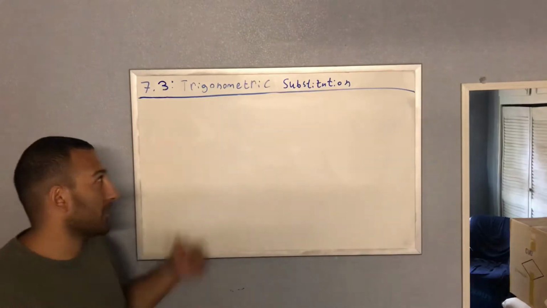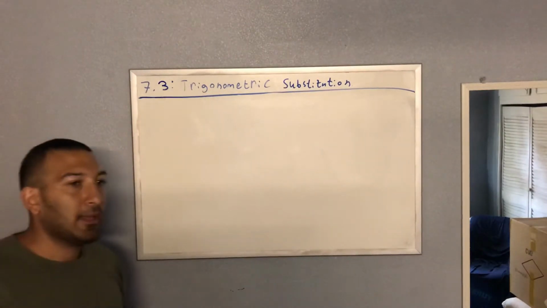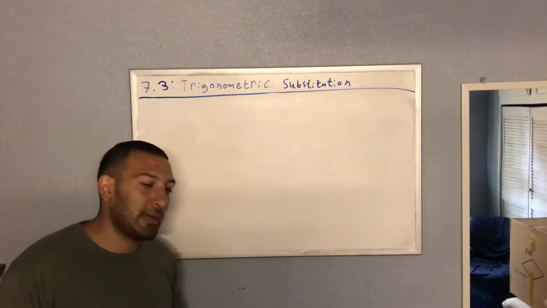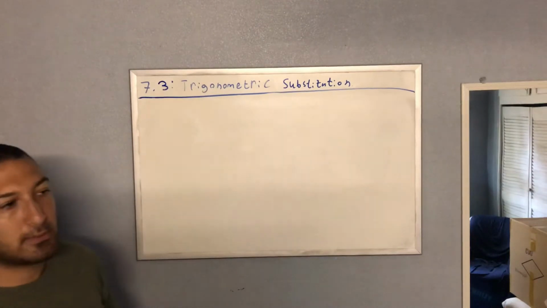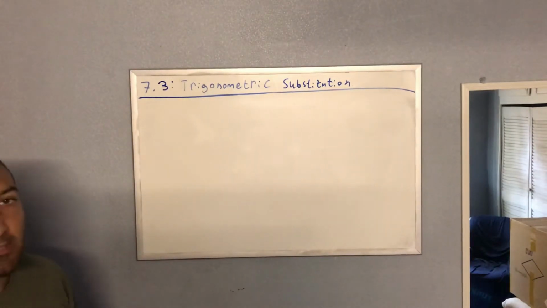The next section we're going to cover is 7.3. So we did trigonometric integrals last time, and now we're going to do a technique that's known as trigonometric substitution.